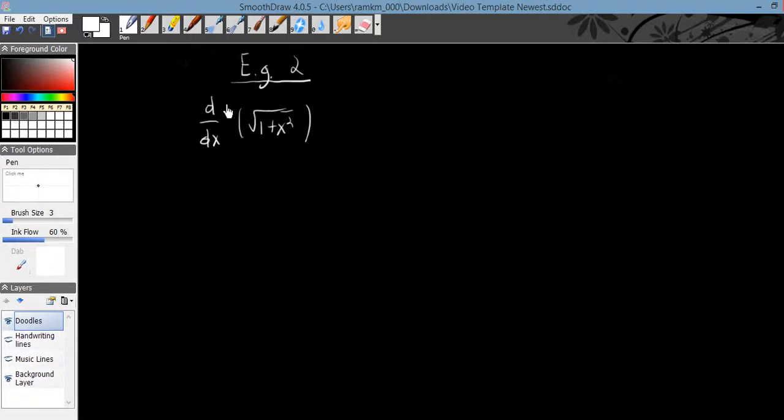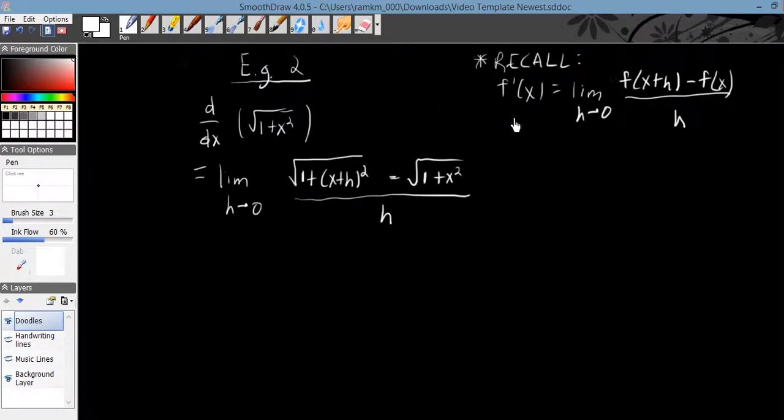Now we're going to work a slightly harder example. We're interested in computing the derivative of the square root of 1 plus x squared. So recall that the derivative of a function f of x is f prime of x, and it's the limit as h approaches 0 of the function evaluated at x plus h minus the function evaluated at x all over h.